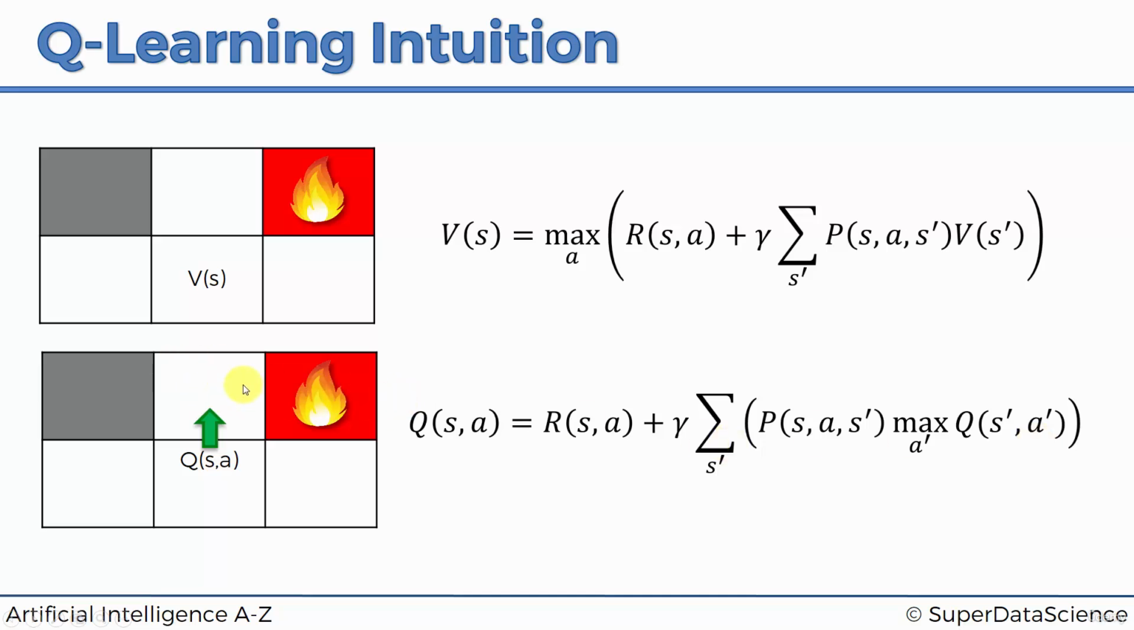But I don't know if I'm going to get there. So I need to also look at that state and that state. And that's why we have this expected value over here. So we have this sum, probability times the maximum, and that's our expected value. So very similar formula, as you can see, but this time we're expressing things through the Q values.